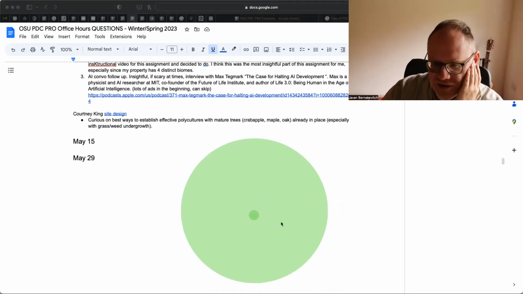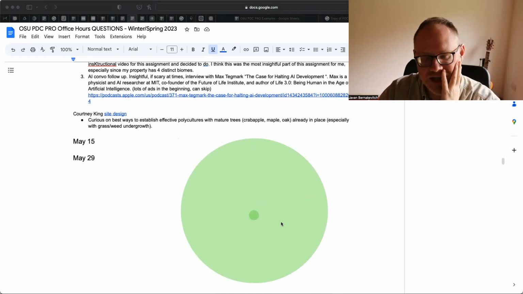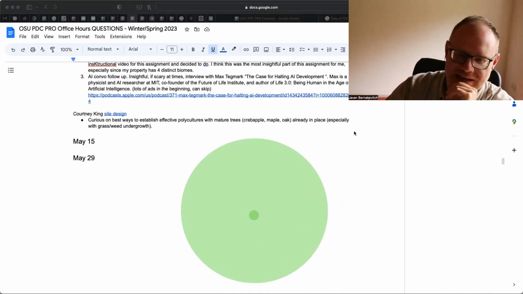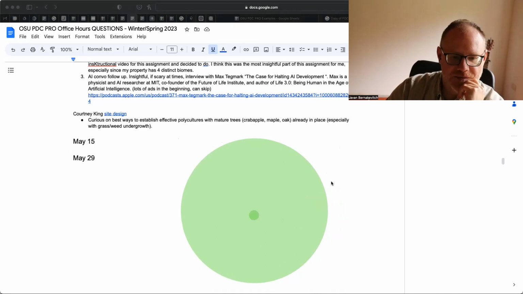Awesome. We're going to switch. We're going to skip the AI conversation, and I can stay a little bit later, not like the hour extra later that we did the last time, but happy to have a conversation. So we're going to go to Courtney's conversation, which is curious on best ways to establish effective polycultures with mature trees, crab, maple, oak already in place, especially with grass, weed, undergrowth.